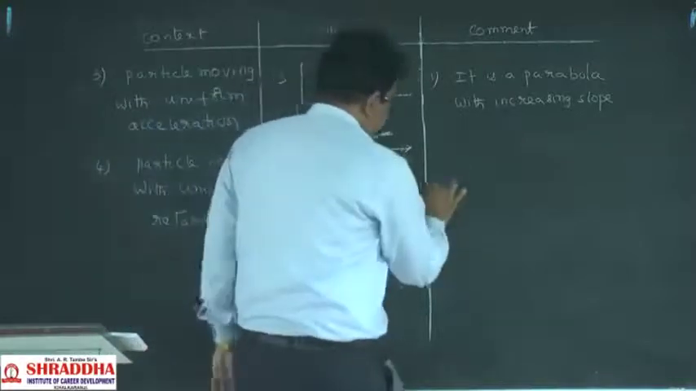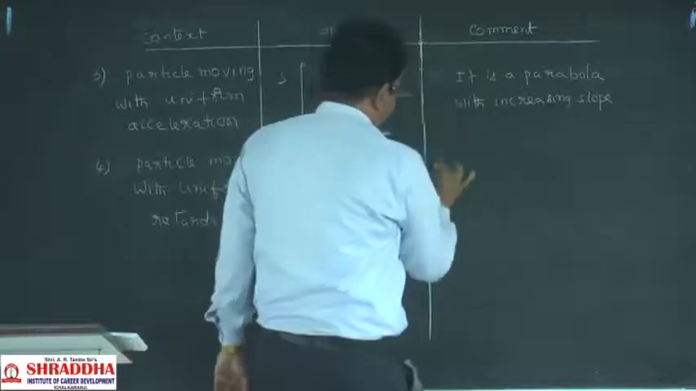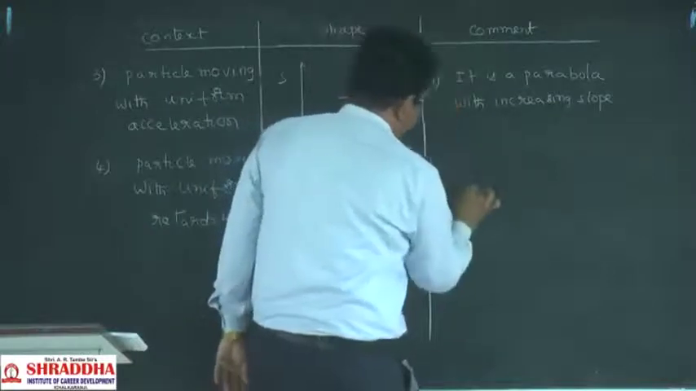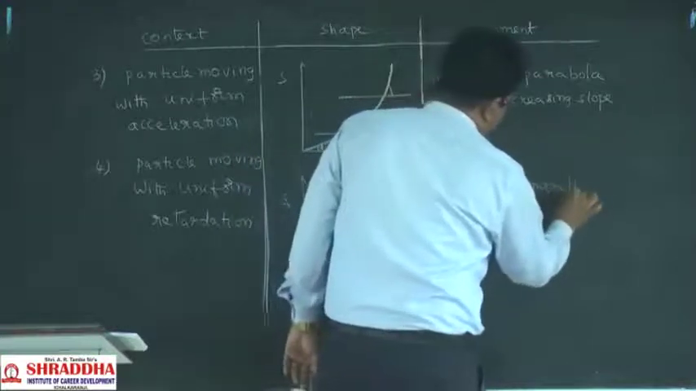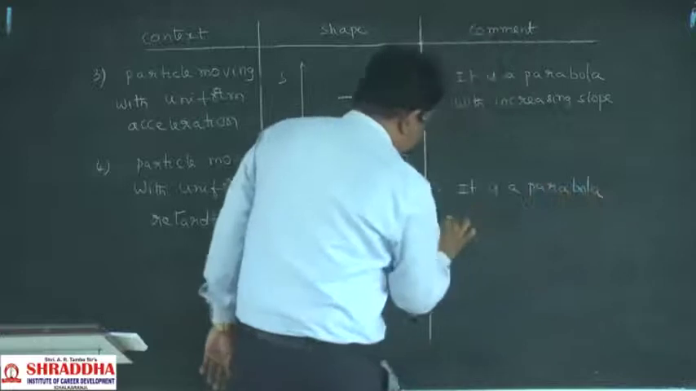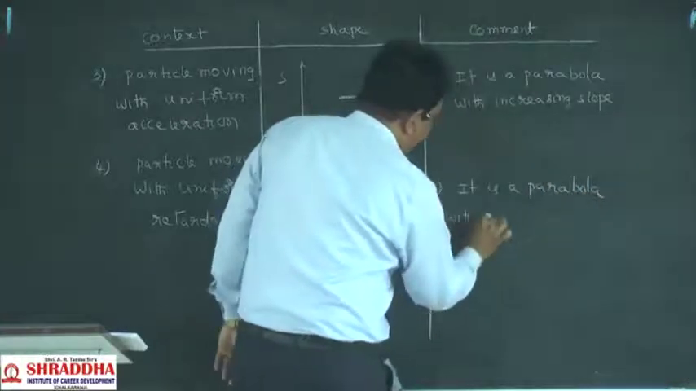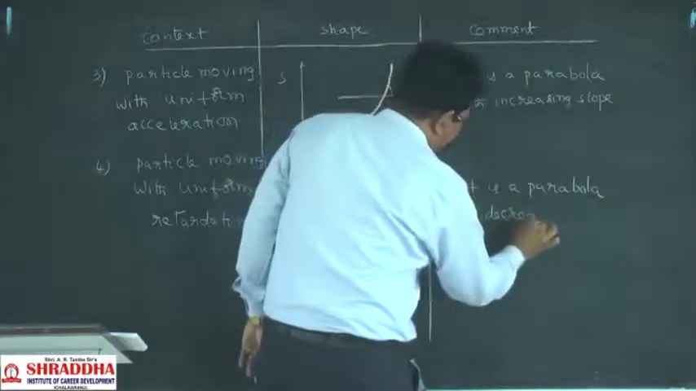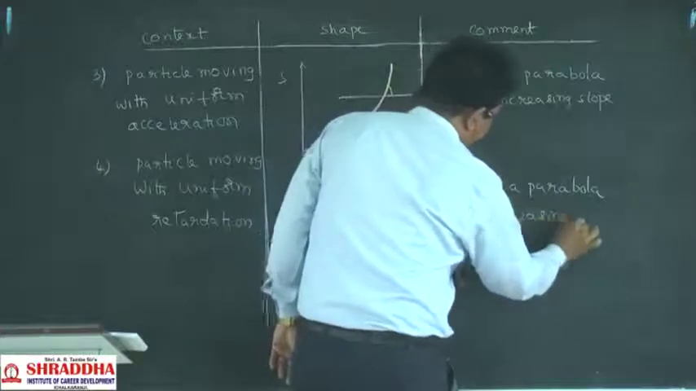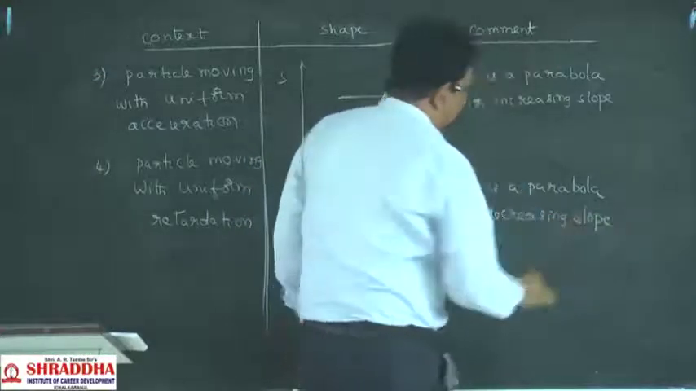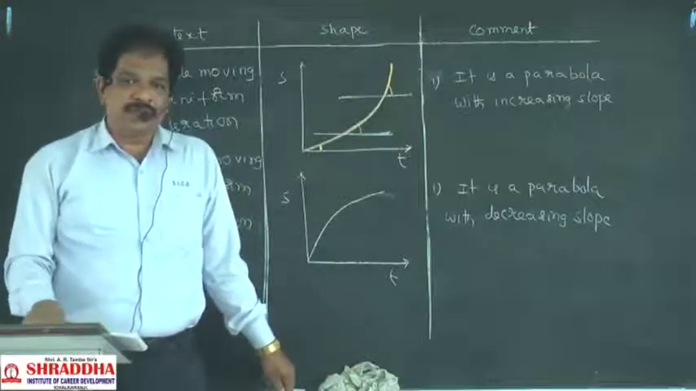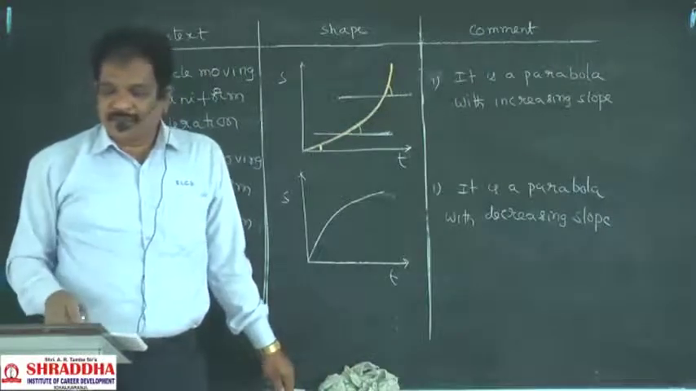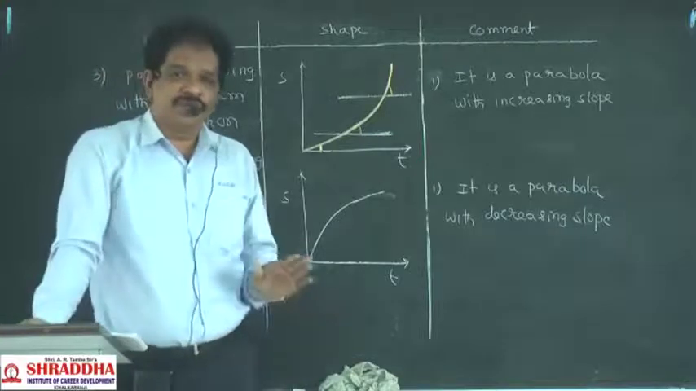So it is a parabola with decreasing slope. It is a parabola with decreasing slope. Is it understood how the process works?